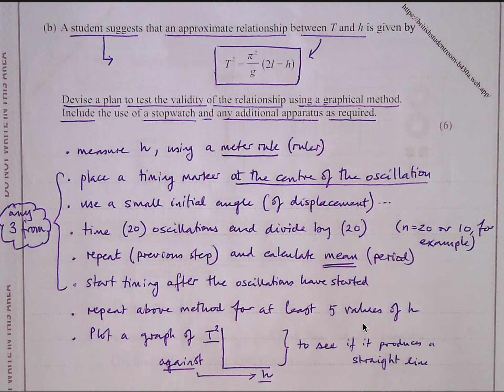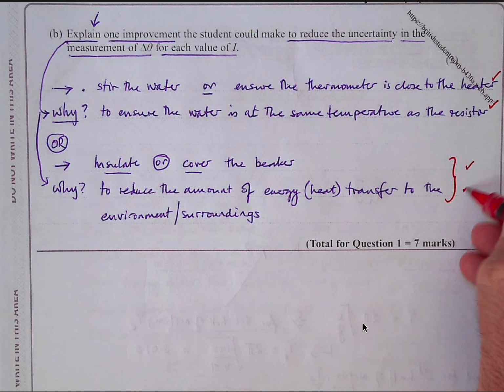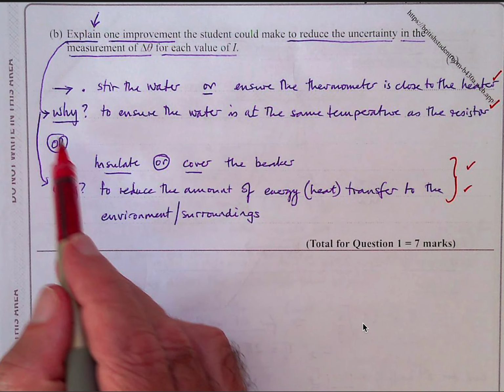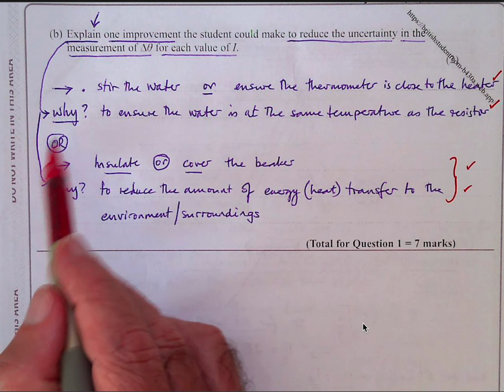I don't know if you missed that. Just put this back up so you can see where I've given the 2 marks. So it's either these 2 ticks or you get these 2 ticks. You can't mix and match between them. So you either do the top half or you do the bottom half. Each time you must explain it.